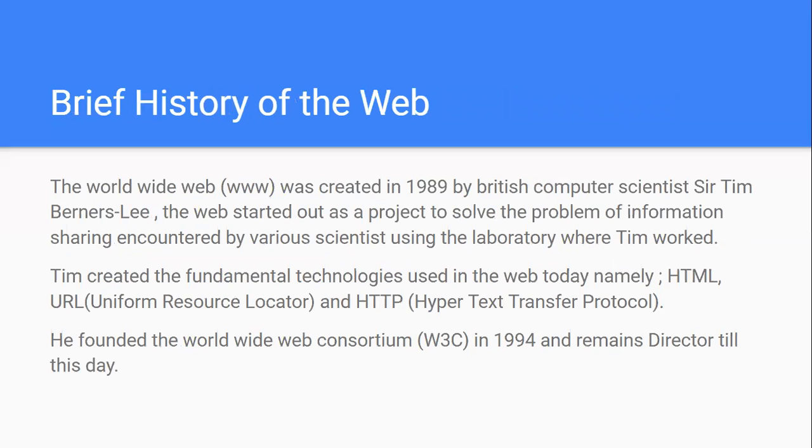All right, so let us just have a short history lesson of how the web started. The World Wide Web was created in 1989 by a British computer scientist, Sir Tim Berners-Lee. It started as a project to solve the problem of information sharing encountered by various scientists using the lab where Tim worked. Imagine a time where there's no World Wide Web. To share information was very difficult. If you're a scientist in Nigeria and you want to use a lab in Switzerland, you have to go to Switzerland, get your result, and come back. There was no medium to share information.